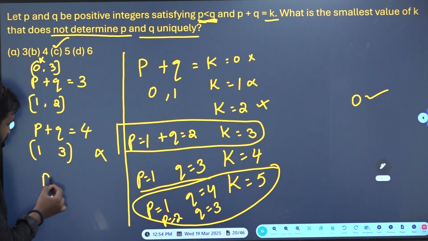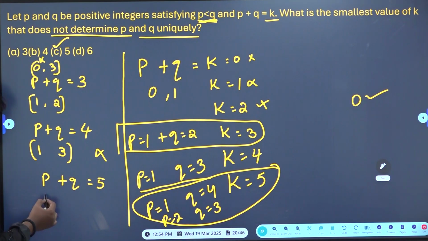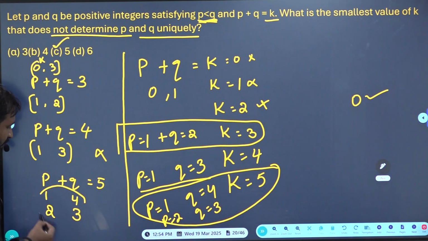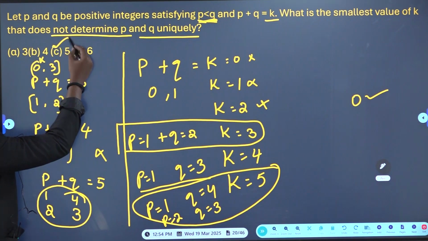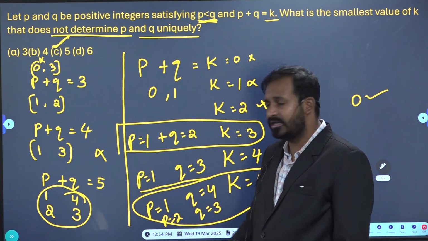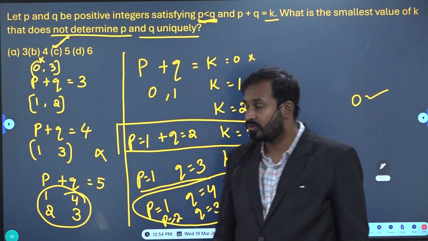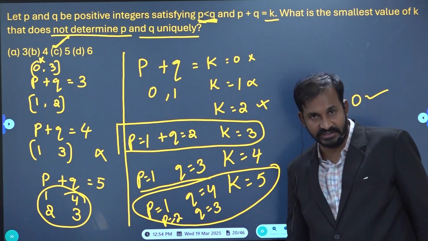Next, P plus Q is 5. P value 1 I can take, Q value I can take 4. Yes, there is a chance. Next, P value 2 and Q value 3. Yes, there is a chance. So there are multiple solutions, not a unique solution. I have 2 solutions here, so my answer becomes 5. So 5 is the least number for K. Like this we will have many numbers, but the least one among them is 5, which satisfies the given condition.